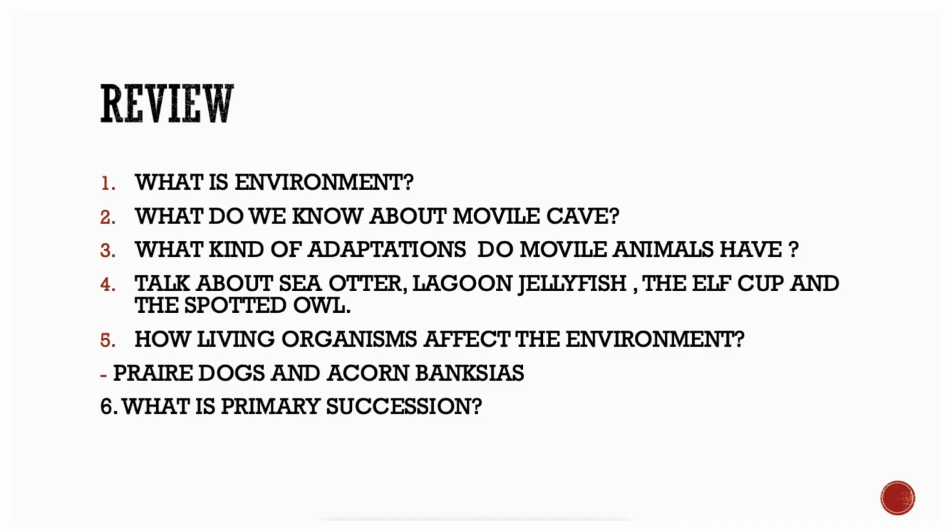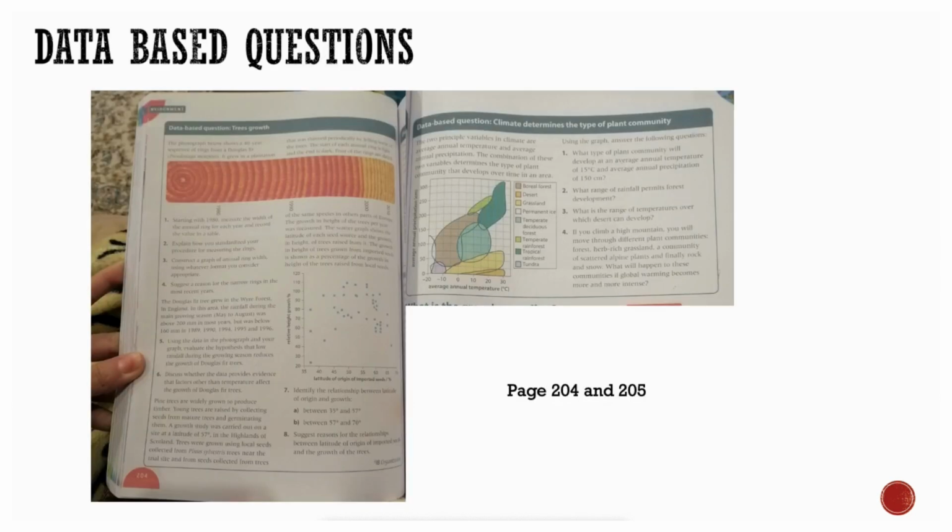Now, these are the review parts. So try to answer these questions. If you cannot answer one of them, go back to this slide and draw it one more time. You've got database questions about tree growth and how climate determines the type of plant community, page 204 and 205. Okay, don't forget to do these database questions.